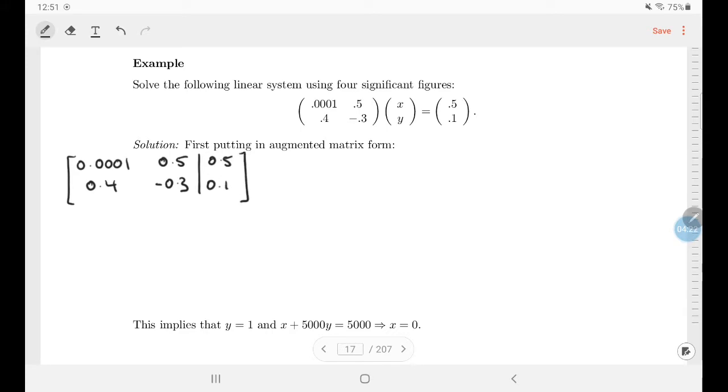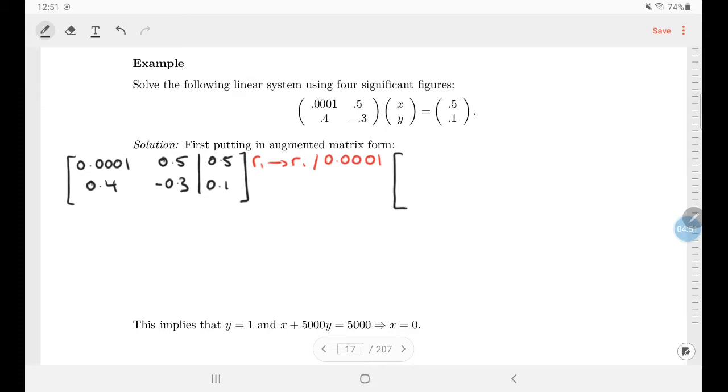So what have we learned? We should turn the thing in the top left corner into a 1, into a pivot. So we're going to do that by dividing row 1 by 0.0001. So we send row 1 to itself, divided by 0.0001. Okay, let's do that.